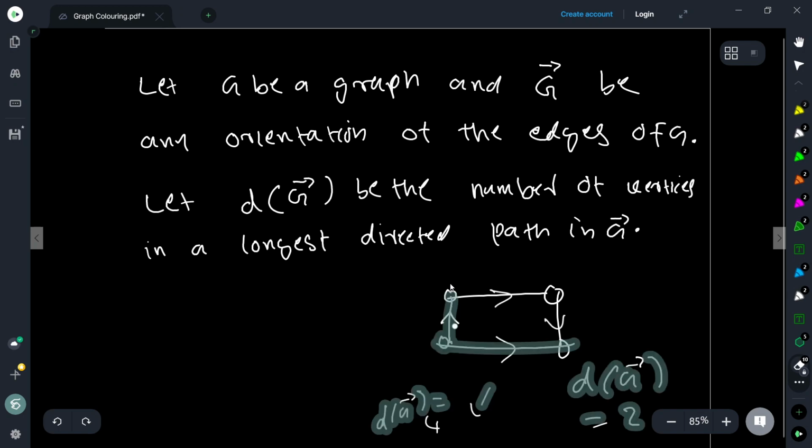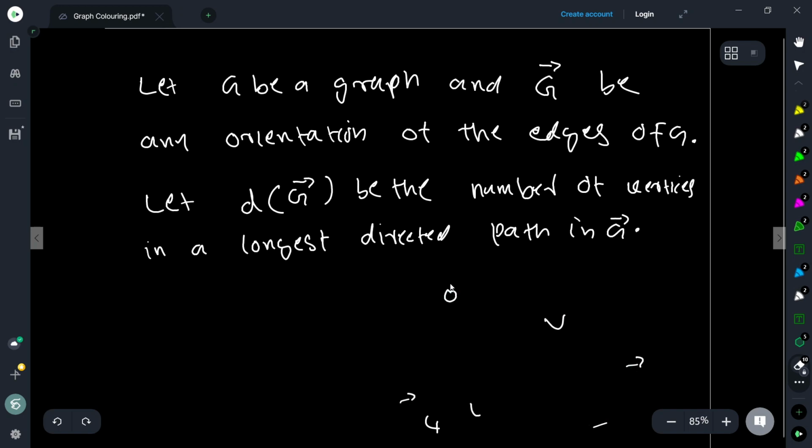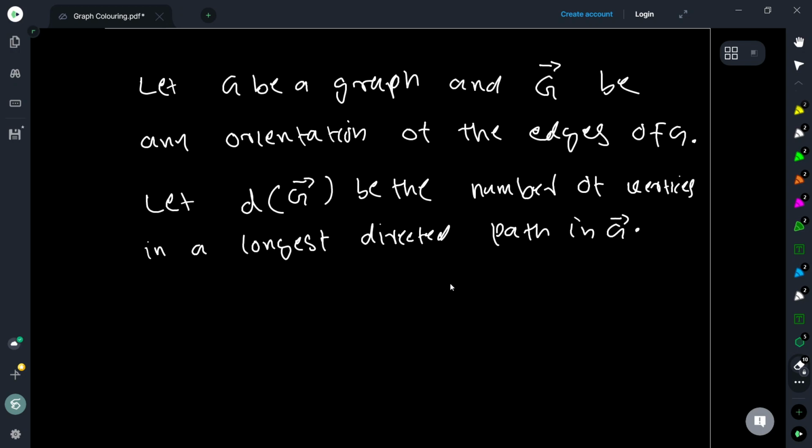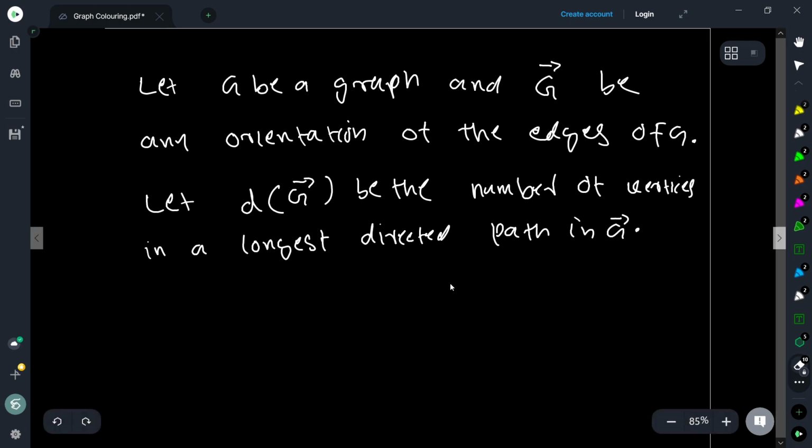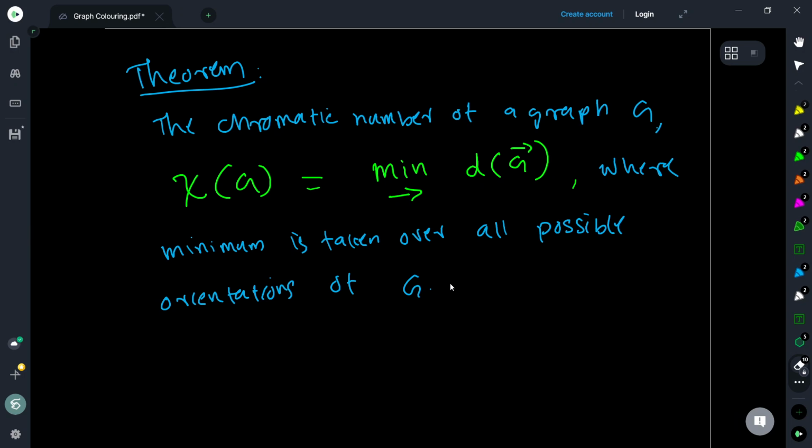So it can differ from orientation to orientation of the same graph. Okay, now here is a very interesting result. The chromatic number of a graph G is actually equal to the minimum over all possible orientations of the graph of this D of that orientation. So look at the longest directed path in each orientation and find the minimum among all possible orientations. And this length is going to give you the chromatic number of the graph.